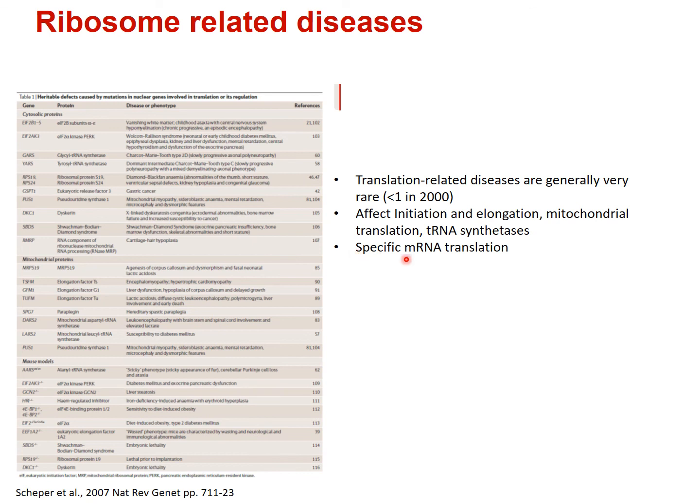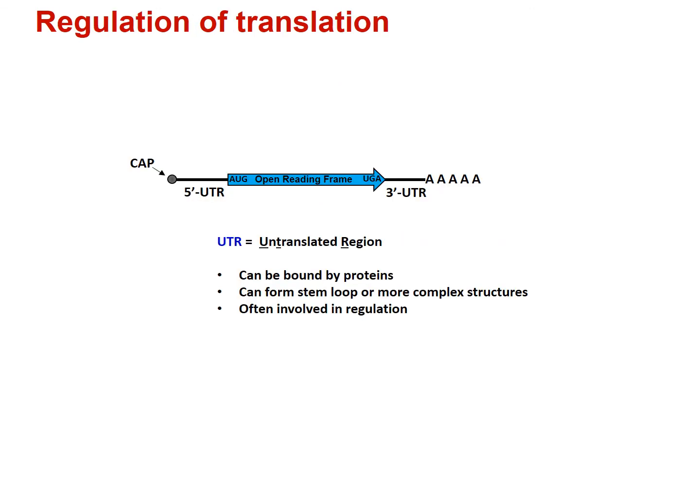And they can have specific effects on translation of specific messenger RNAs. So here we have just a standard messenger RNA in eukaryotes. We have our 5' and 3' untranslated regions. This can be bound by proteins. It can form stem loops or more complex structures, and those stem loops are often involved in regulation. So you can get different RNA structures forming throughout this messenger RNA.